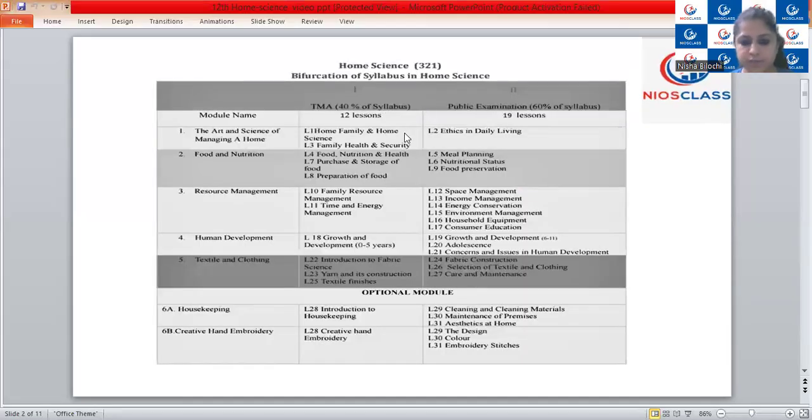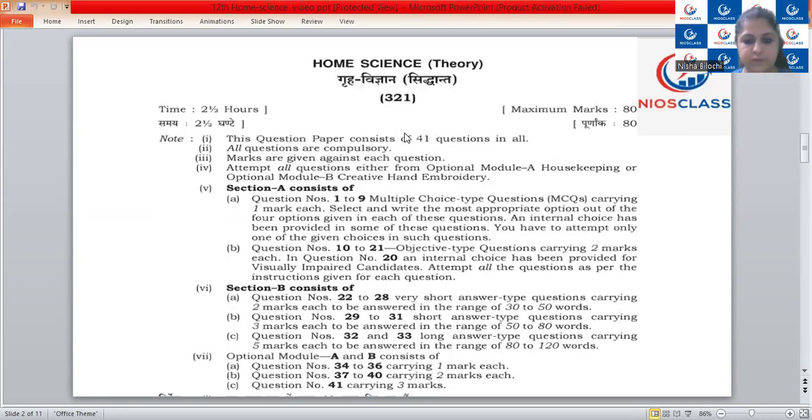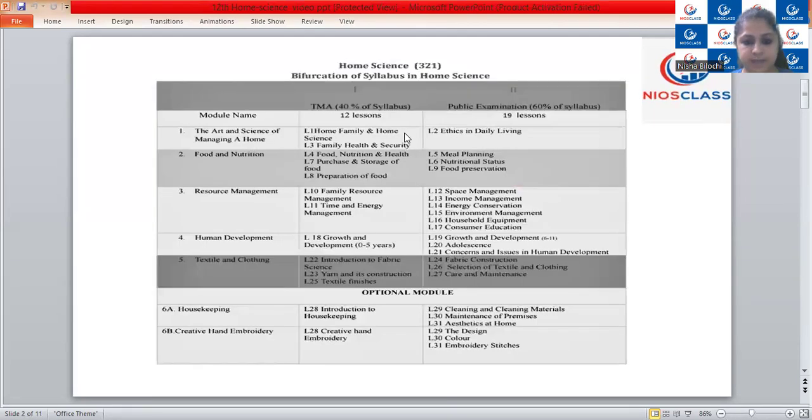Firstly, I just want you to read about the syllabus which is given in front of you. As you can see, this is the bifurcation of the syllabus in home science. Bifurcation means NIOS has divided our syllabus into two different parts. First is the TMA and the second one is the public examination. What is the meaning of TMA and the public examination? I'll let you know about this.